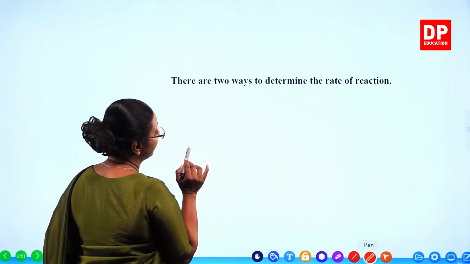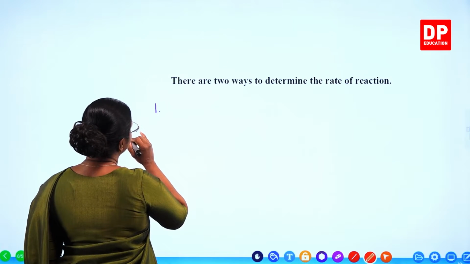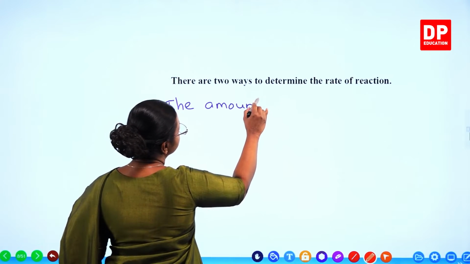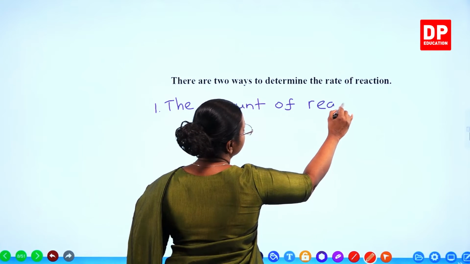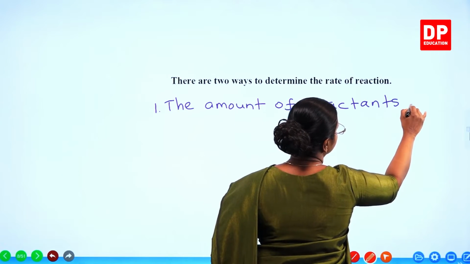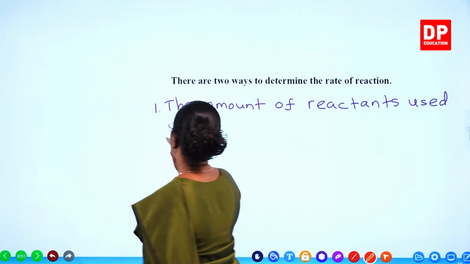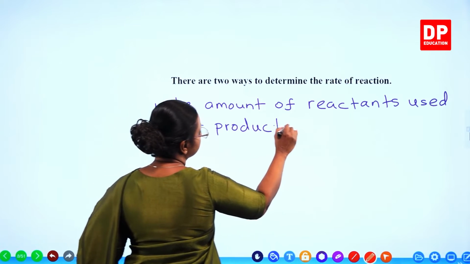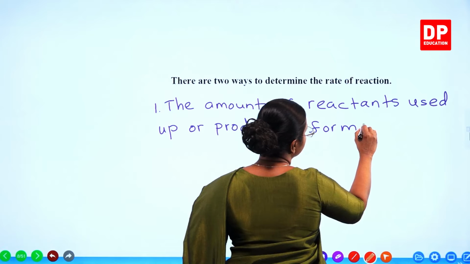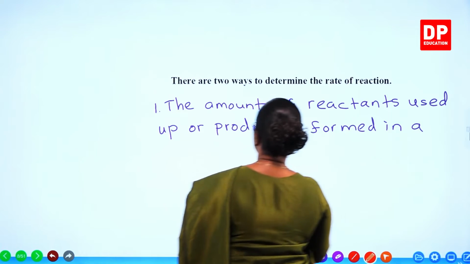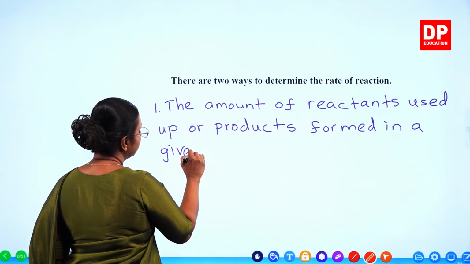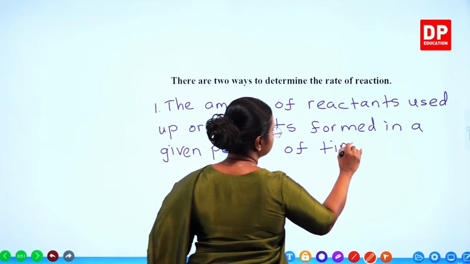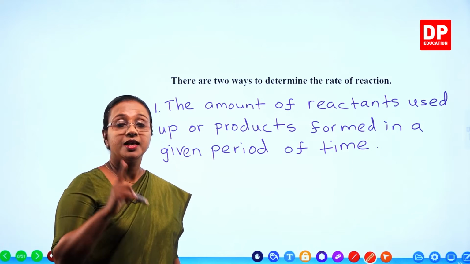So, there are two ways to determine the rate of reaction. First one, the amount of reactants used up or products formed in a given period of time. Given period of time. That is one.